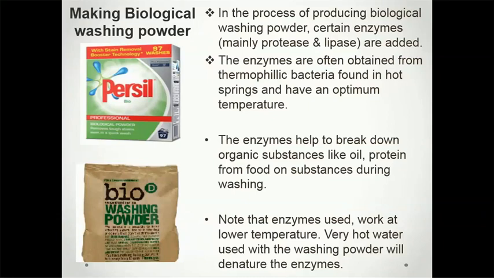So very hot water used when you are washing with the washing powder will cause the enzyme to denature. So the water must not be too hot. The enzyme must be used at low temperature.